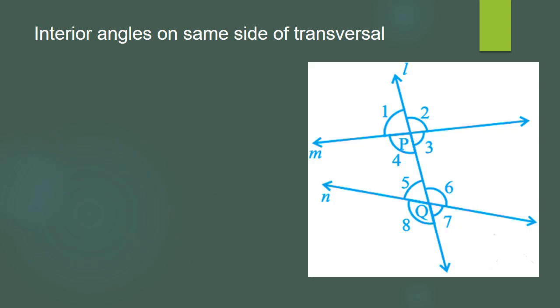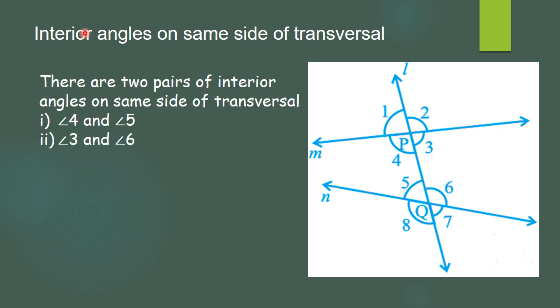The second part is the interior angles on the same side of the transversal. The word itself says it is interior, so it should lie between the two lines and on the same side of the transversal. So here it will be 4, 5 and 3, 6. We get two pairs of interior angles on the same side of the transversal: angle 4 and angle 5, and the second pair angle 3 and angle 6.